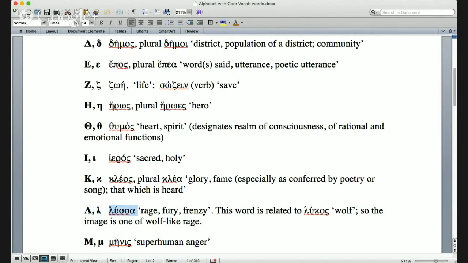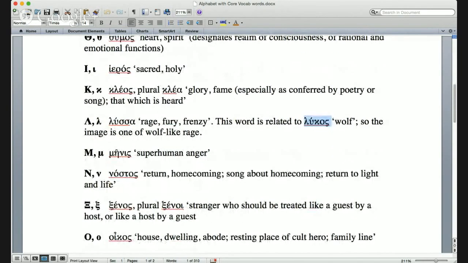And as Greg put in, related to the word lukos, wolf. So the image is one of wolf-like rage. By the way, it's interesting the number of words for rage and anger there are in Homer. We'll get to another one actually right now.